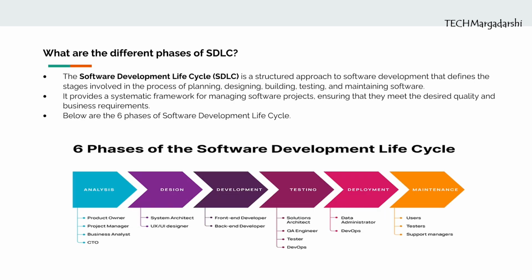Now, the next question. What are the different phases of the software development life cycle, SDLC? The Software Development Life Cycle, or SDLC, is a structured approach used in software engineering to plan, design, build, test, and maintain software. It ensures that the final product meets business needs, user requirements, and quality standards. The six main phases of SDLC are given in this image. Now let's discuss in detail regarding the six phases of SDLC.